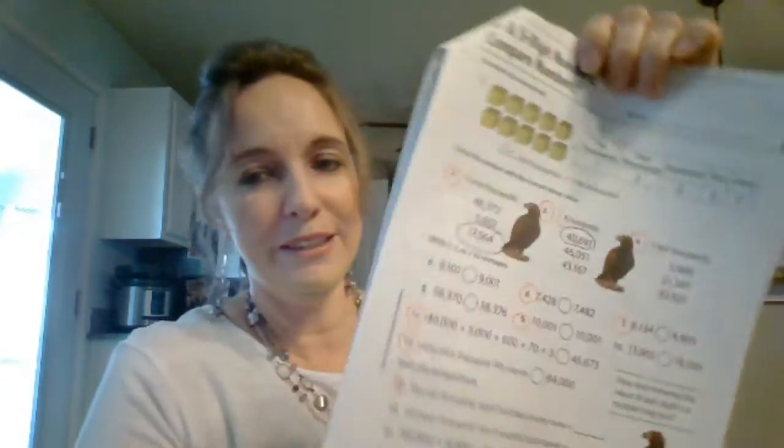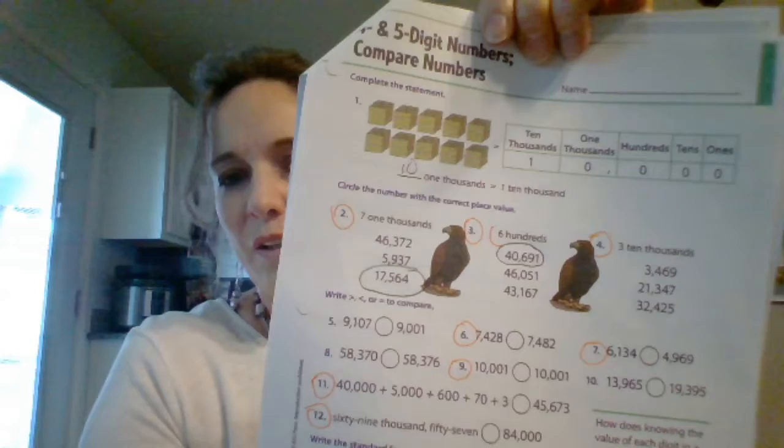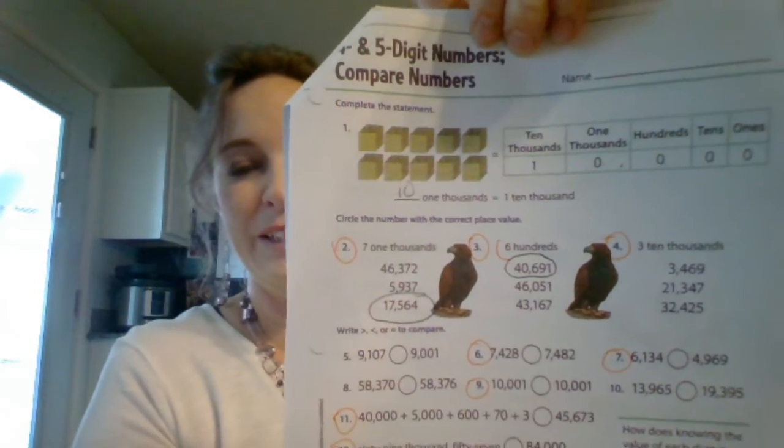Number 3. Find the one that has 600s. Alright, I'm not going to say anything. I want you to see if you can find it. If you need to pause the video, pause it. 600s. Did you get this one? 40,691. 600. It has a 6 in the hundreds place.